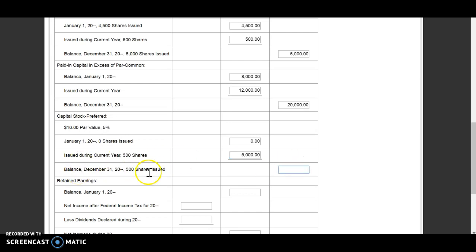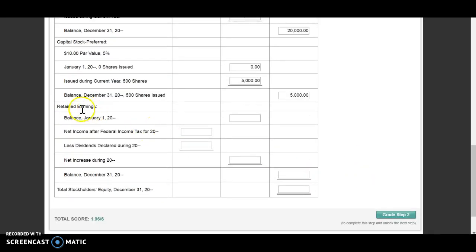Okay, then our balance, which again, in this case, we had 0, and then the shares that we sold during the year were 500. So our balance on December 31st is just those 500 shares. And our balance, adding those two numbers together, would be 5,000. The other way that we could do that is make sure that our 500 shares times that par value equals this number as well.